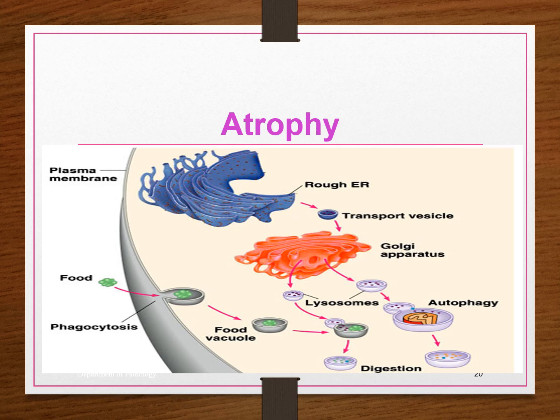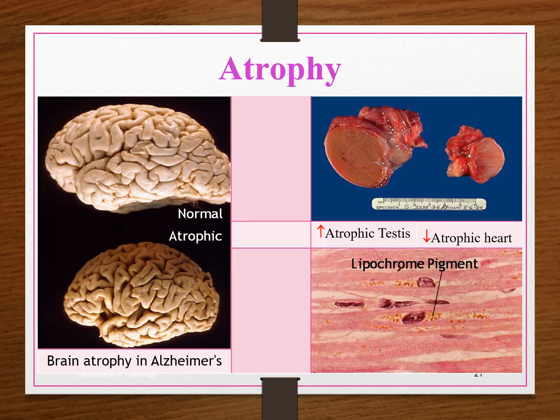This is a picture showing the mechanism of atrophy, how it is going to happen. And these are gross and microscopic pictures showing atrophy. In the first picture, it was a normal brain, and in the second picture, it is atrophic brain, which is common in Alzheimer's disease. And these are the pictures of the atrophic testes and atrophic hearts. And the microscope is showing lipopigment.